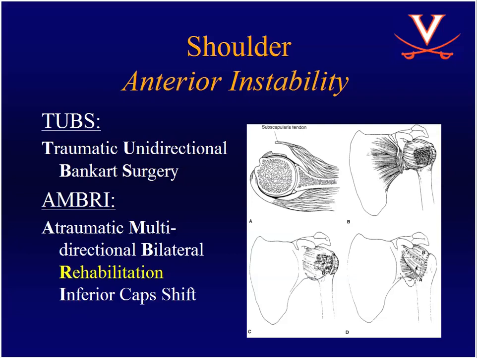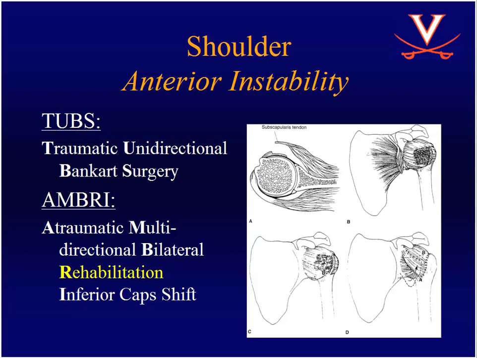There are two kinds of shoulder instability. Matsen has described these for us. TUBS: traumatic, unidirectional, has a Bankart, and often needs surgery. That's the kind you want to see in your clinic. Then the other kind of shoulder instability is AMBRI: atraumatic, multidirectional, often bilateral. They'll have systemic laxity. Those respond to rehabilitation, rehab, rehab, rehab.